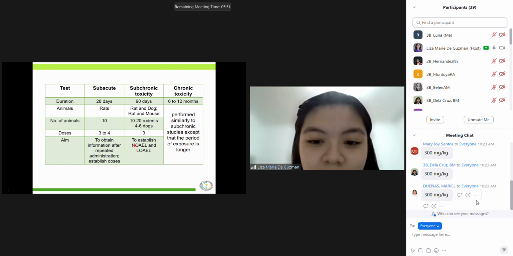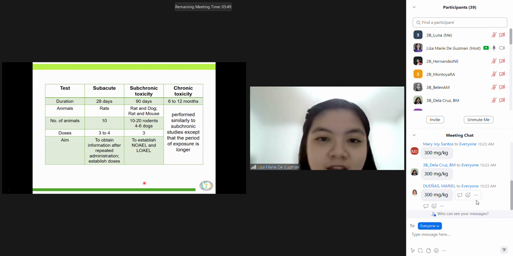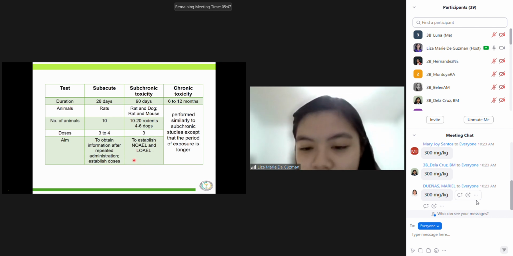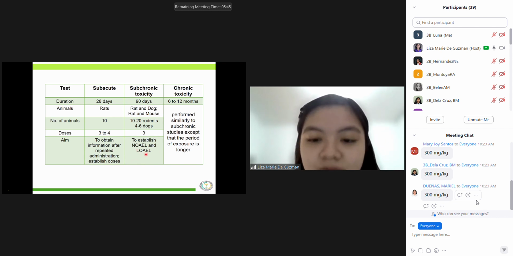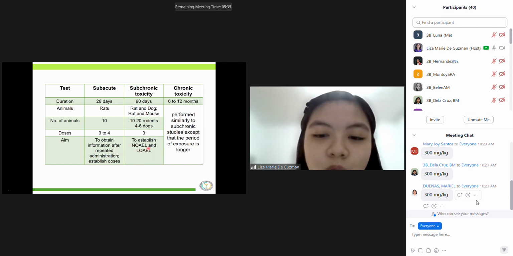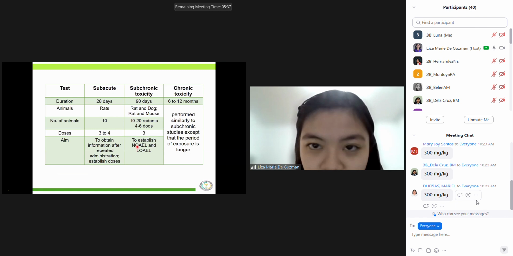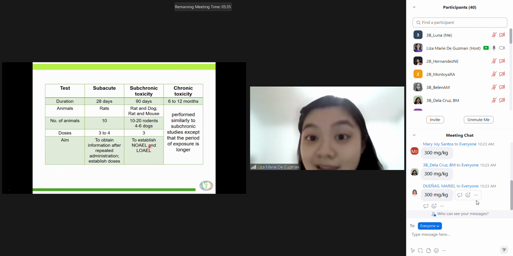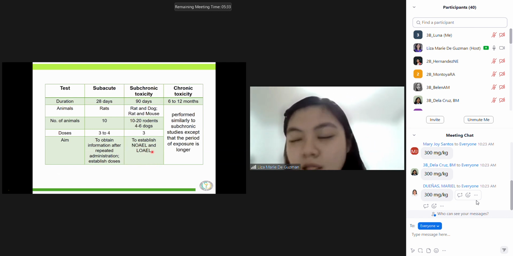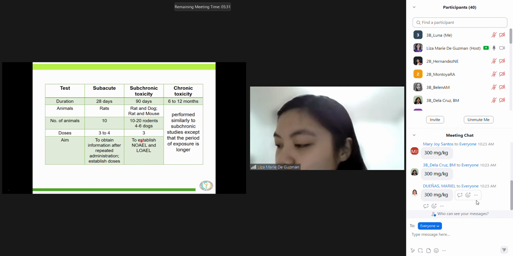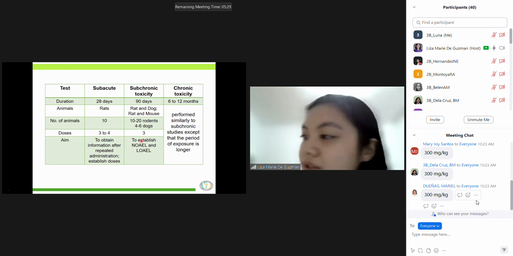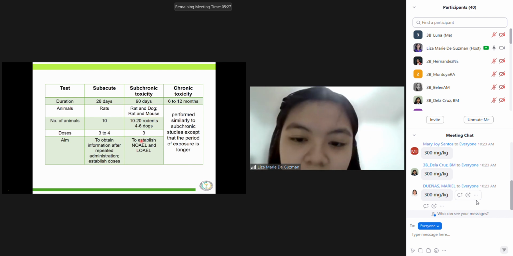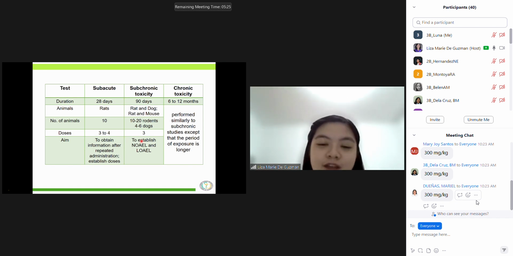What is NOAEL? No observed adverse effect level. And then LOAEL naman is the lowest observed adverse effect level. So ulitin natin ha. NOAEL, no observed adverse effect level. Then LOAEL is lowest observed adverse effect level.